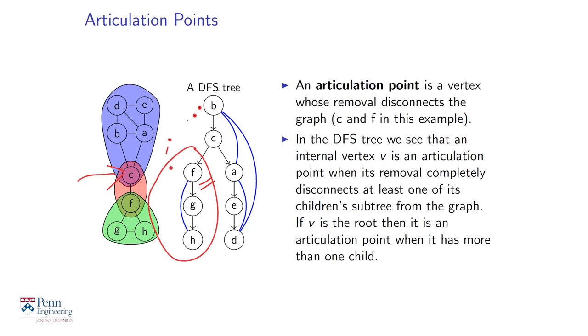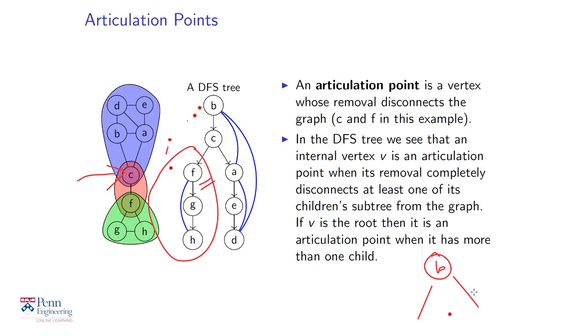For the root, the condition is a little bit different. If B is the root node, and this is not the case in this picture, but in another picture, B is the root node and it has 2 children, we know that there is no edge from the left subtree to the right subtree, because that would not be a back edge, that would be a cross edge, which does not arise in the DFS of an undirected graph. So if the root has more than one child, it's automatically an articulation point. But for any non-root vertex like C, the condition for it being an articulation point is what we said earlier.